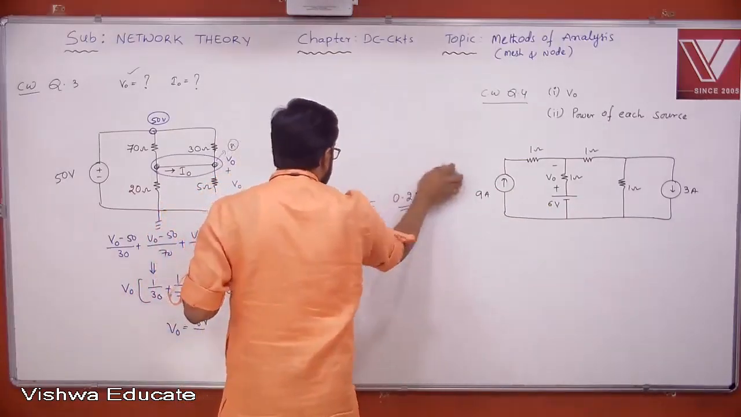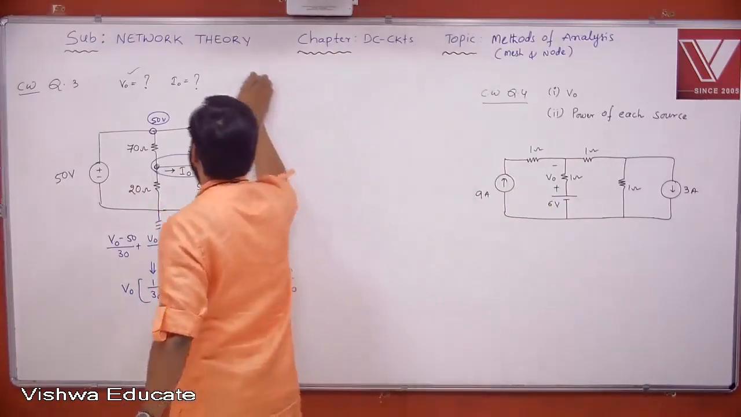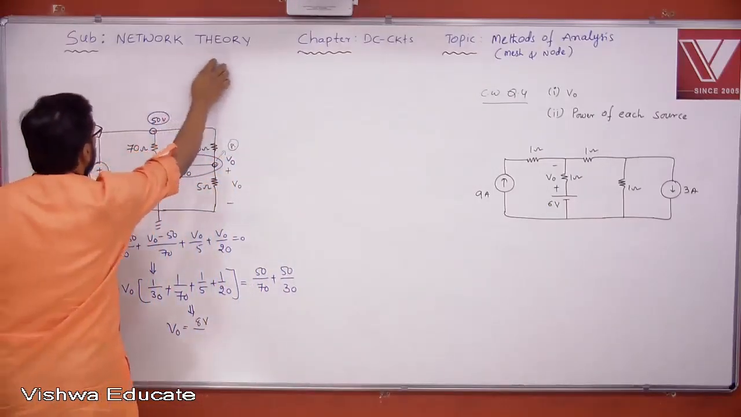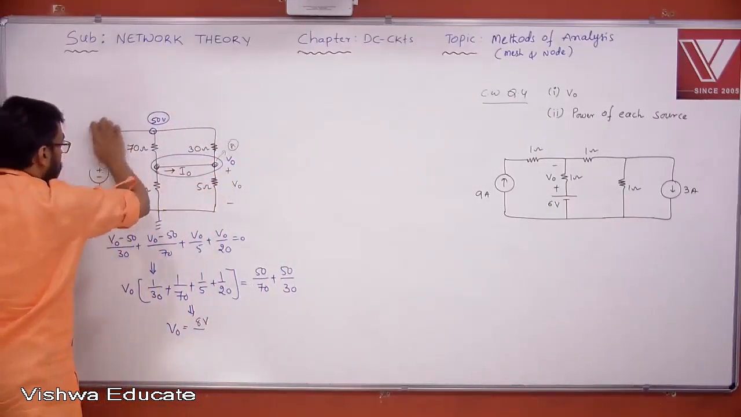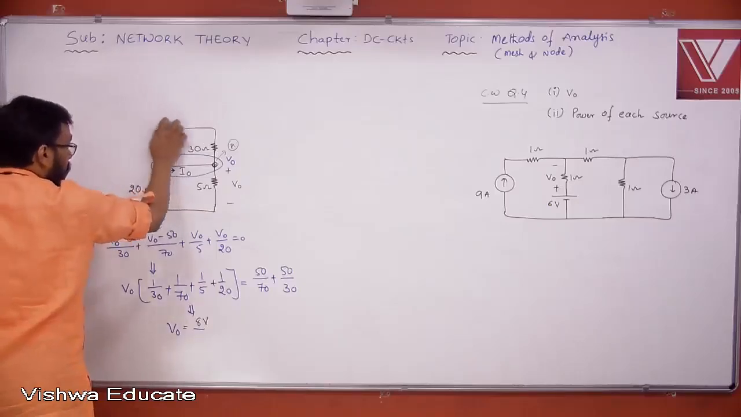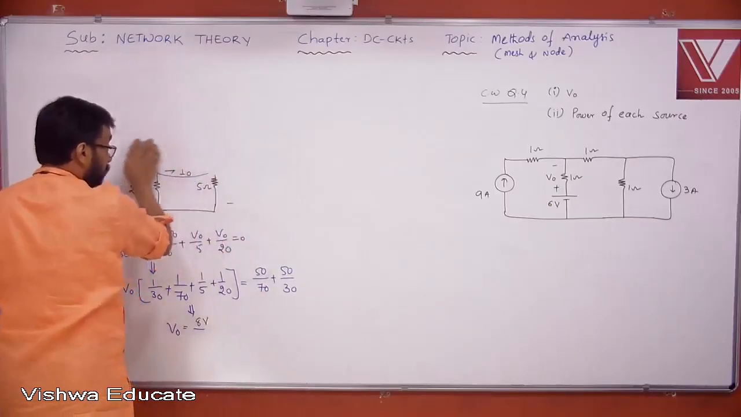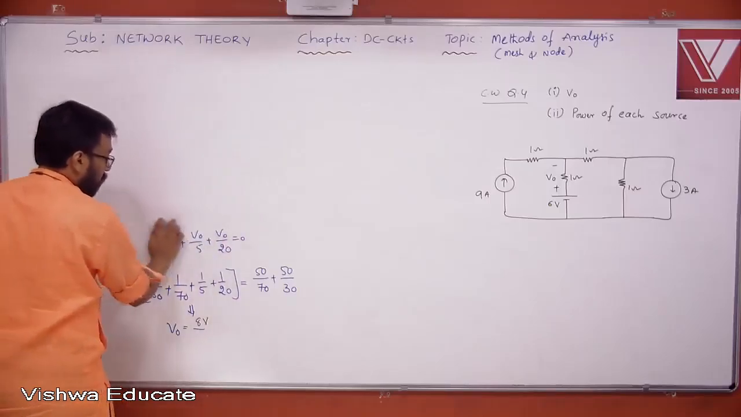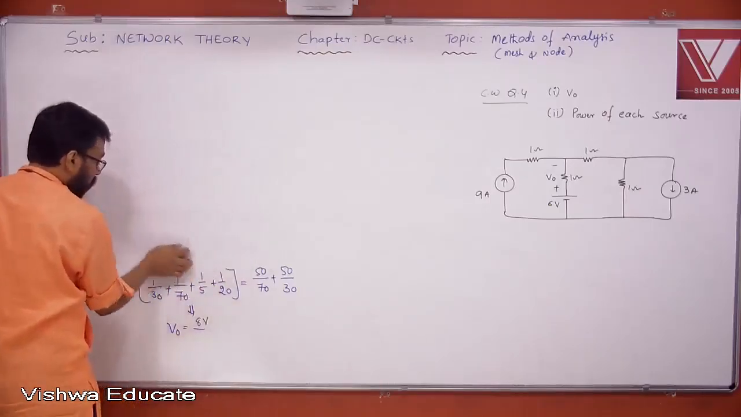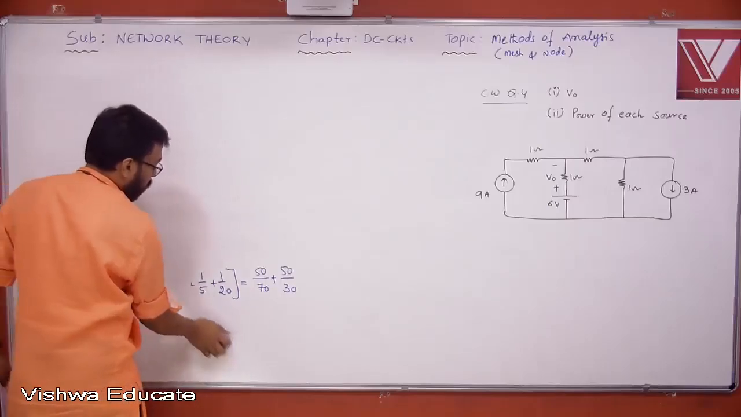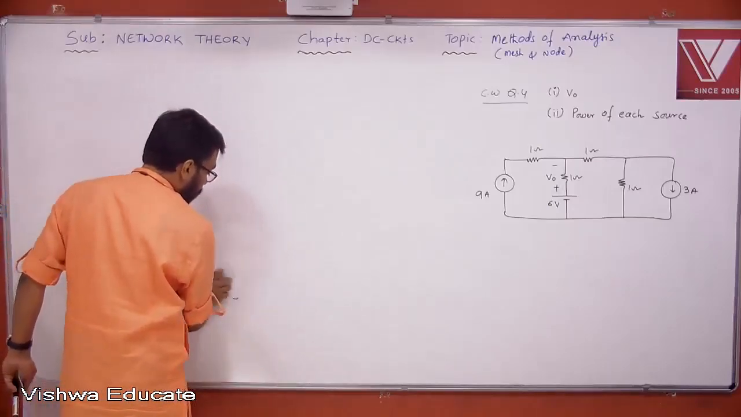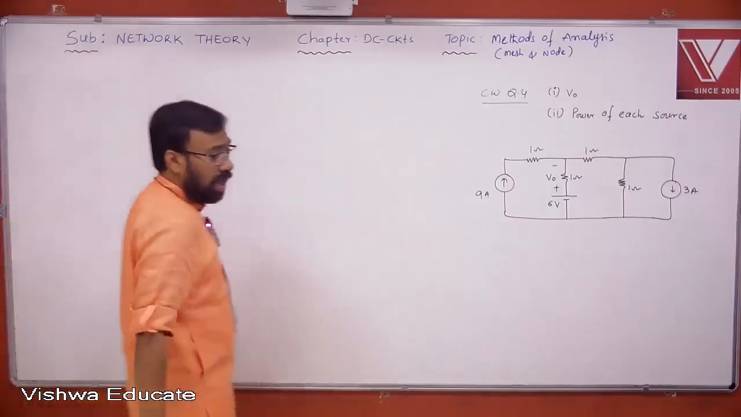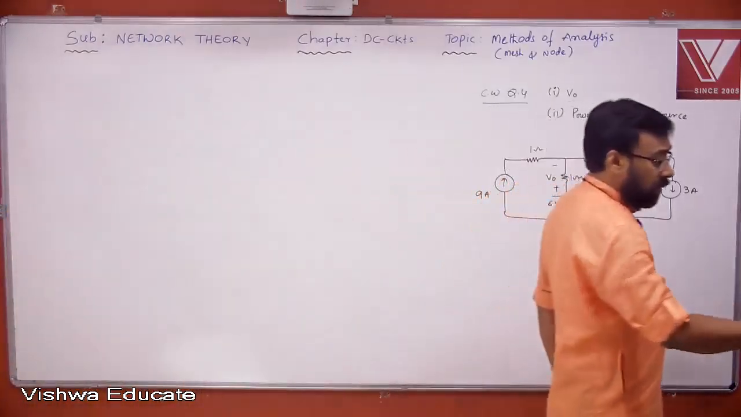Now let's see how simply we are going to solve the network. Remember, whenever you come across a network, you have only 2 options, I am telling you. If it is a multi-source network particularly, of course, a single source network can also be solved. But multi-source networks generally you can solve using mesh analysis or node analysis. Yes or no? Either mesh analysis or node analysis.